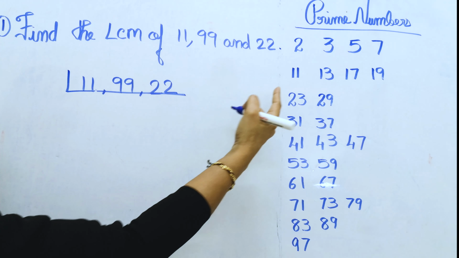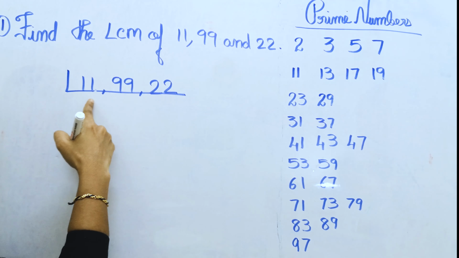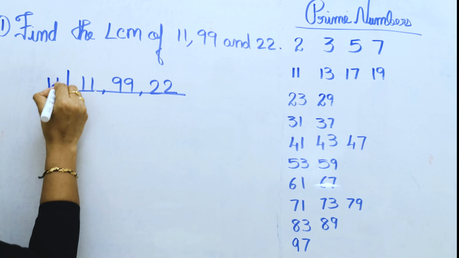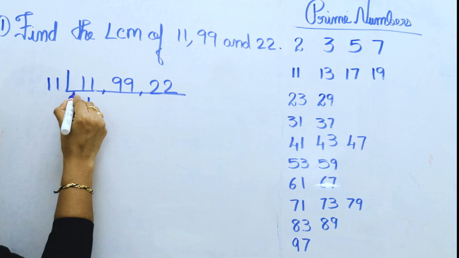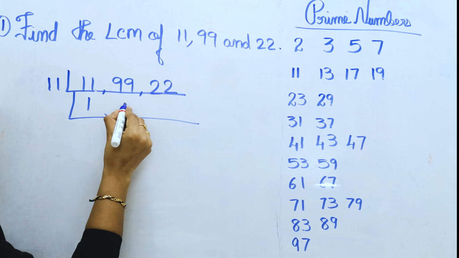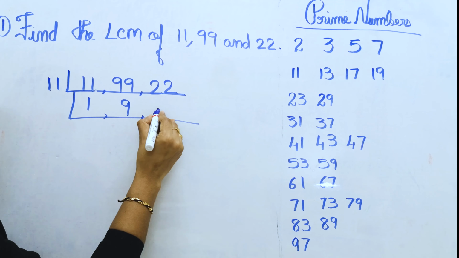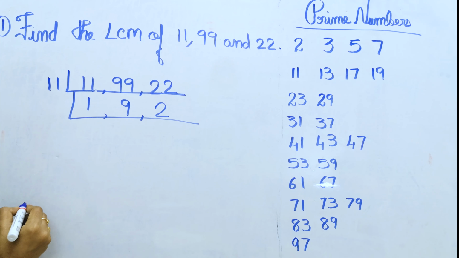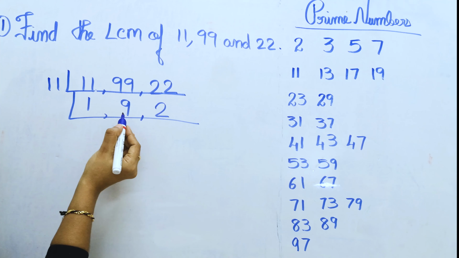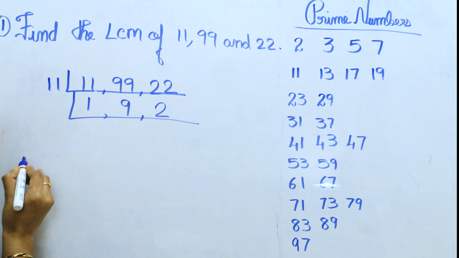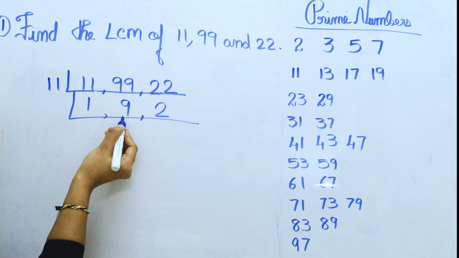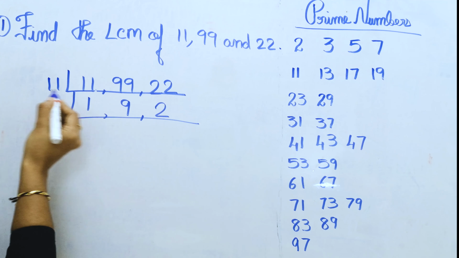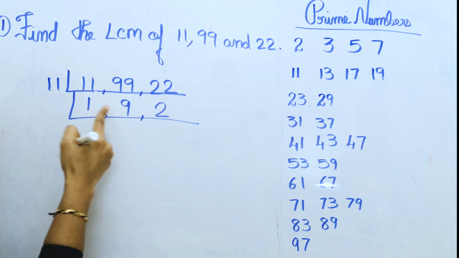Okay. So 11 is a prime number. It divides all these numbers, so directly you can write 11 here. 11 ones are 11. Then 11 nines are 99. 11 twos are 22. So actually we can stop the problem here because there is no common prime factor between 9 and 2. 2 is divisible by 2. 9 is divisible by 3. So you can stop and multiply 11 into 9 into 2.